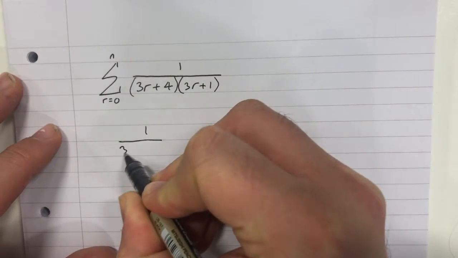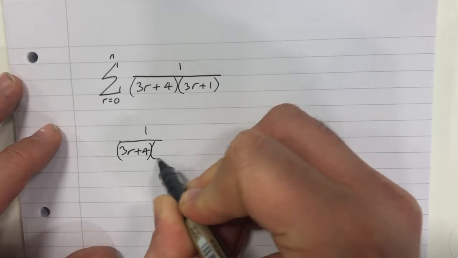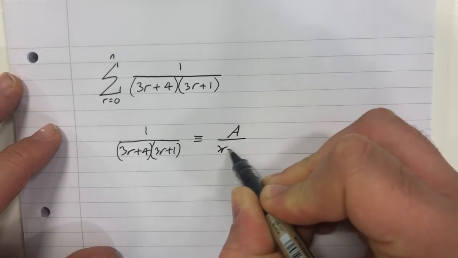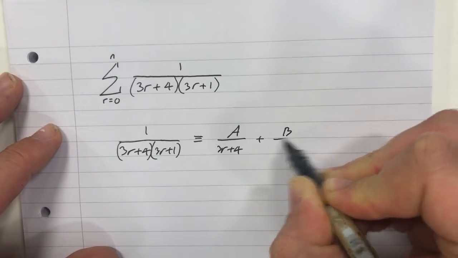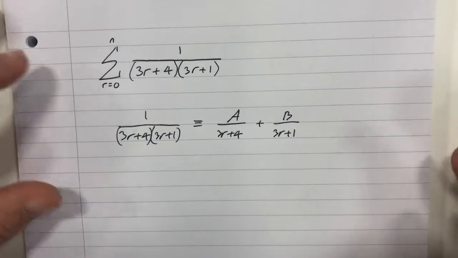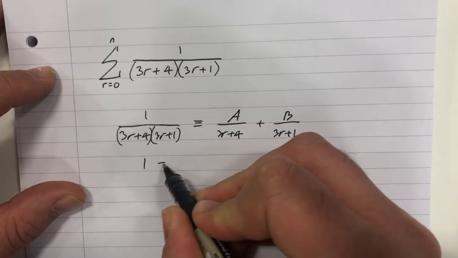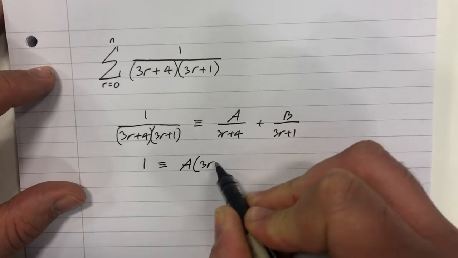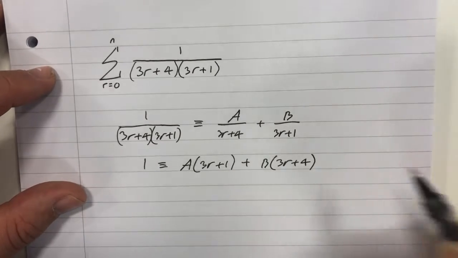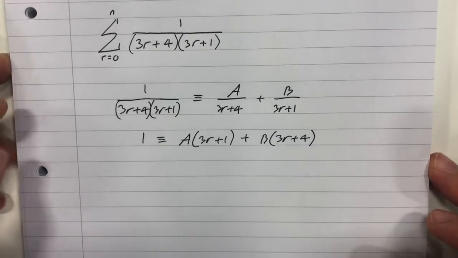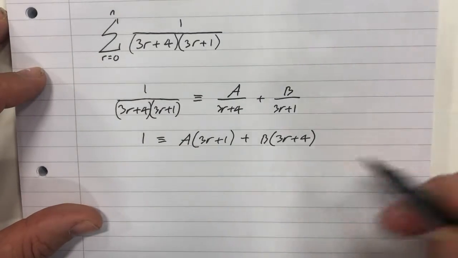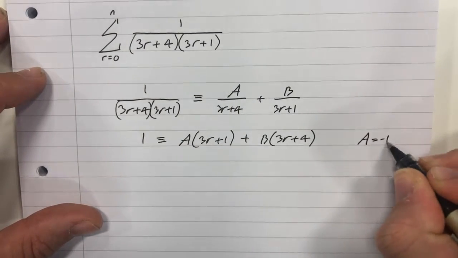So 1 over (3r plus 4)(3r plus 1) is somehow identical to something over 3r plus 4 plus something else over 3r plus 1. Multiply everything by the left-hand side denominator. Gives me this. And now I can equate the coefficients. Looking at the coefficients of r, I get 3a plus 3b is 0, so a must equal minus b.